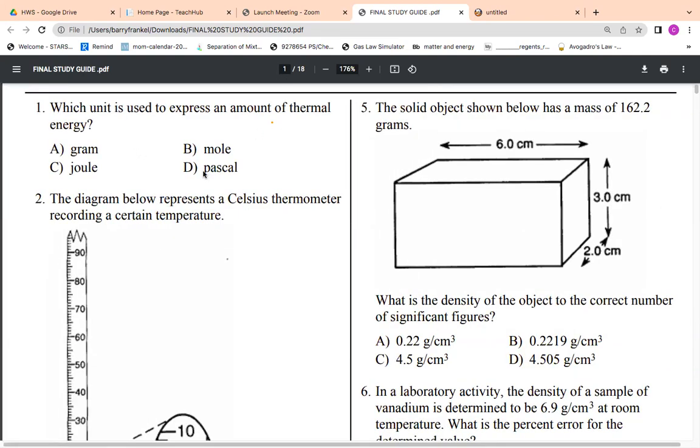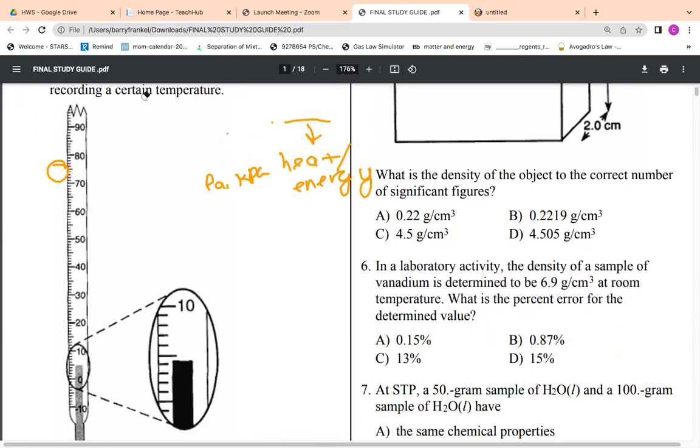Anyways, let's get started. Number one, which unit is used to express an amount of thermal energy? So thermal energy, this is talking about heat, okay? And heat is a form of energy. We're going to measure energy using the joule. Grams is for mass, mole is a quantity of a substance, and Pascal is like Pa or kPa. This is pressure. So we're going to want to go with choice C, the joule.